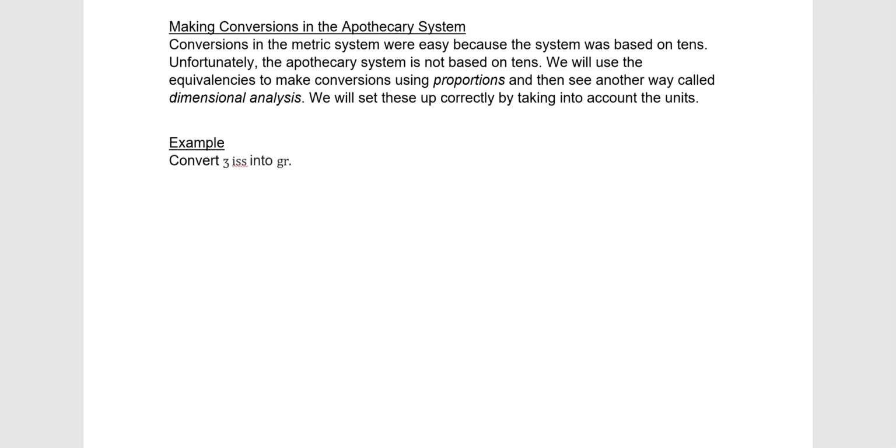Okay, so let's get to making conversions within the apothecary system. So this isn't as easy as it was in the metric system, because the metric system was based on tens and just moving the decimal place. The apothecary system is not based on tens, so we can't do this. So we essentially have to set up proportions using those equivalencies that we have a couple pages ago. And there's also another way to do this, which I think is a little bit easier. It is dimensional analysis, which I'll mention in this first example after we set up the proportion way of doing this first. So the main thing that we have to keep in mind is we have to take into account the units when we're setting up these proportions or using the dimensional analysis method.